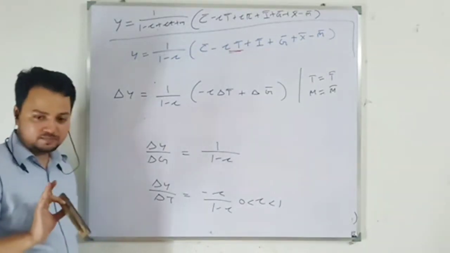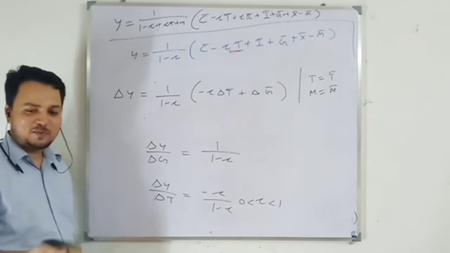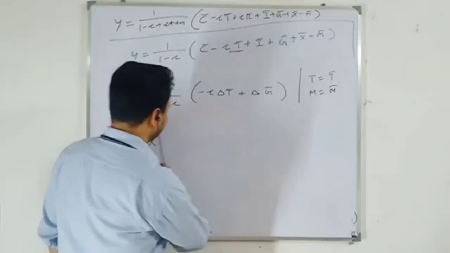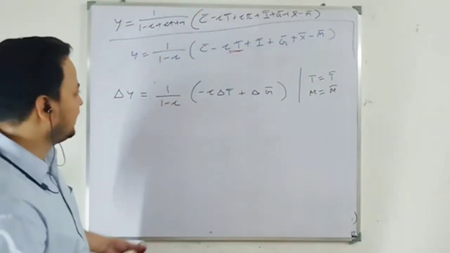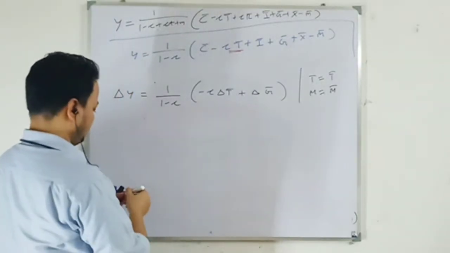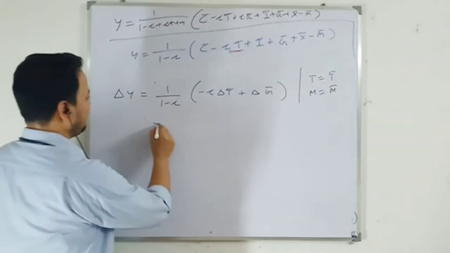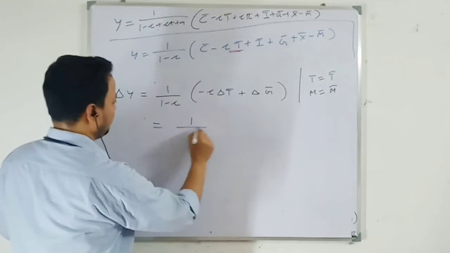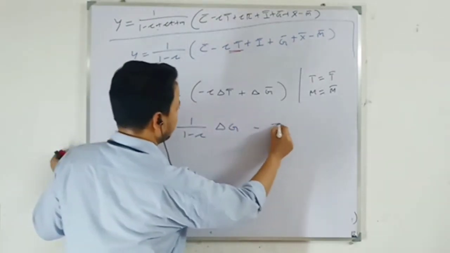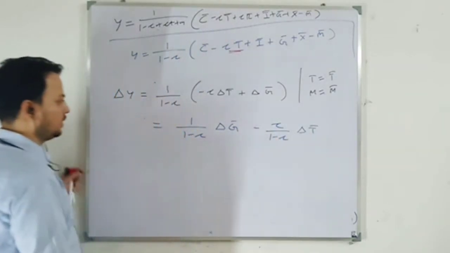This is one of the improvements that we have. In the classical model you have seen that government expenditure is neutral, it is not going to affect output. So let me arrange this: positive sign first, and then the negative sign. I open the bracket: 1 over 1 minus C delta G, minus C over 1 minus C delta T. Write down.